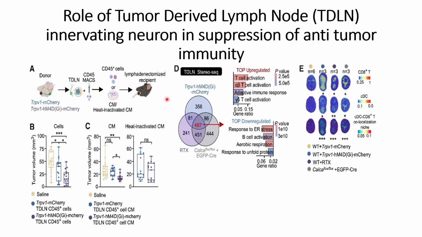Afterwards, they checked which genes are upregulated and downregulated using gene ontology analysis of the Stereo-seq of this tumor-derived lymph node and also the single-cell RNA-seq data. Combined together, they found that the top upregulated pathways include T cell activation, alpha beta T cell activation, adaptive immune response, and gamma delta T cell activation. The downregulated pathways are related to the response to ER stress, B cell activation, and aerobic respiration. This indicates that gene pathways related to immune activation are upregulated, and pathways related to immune suppression are downregulated.